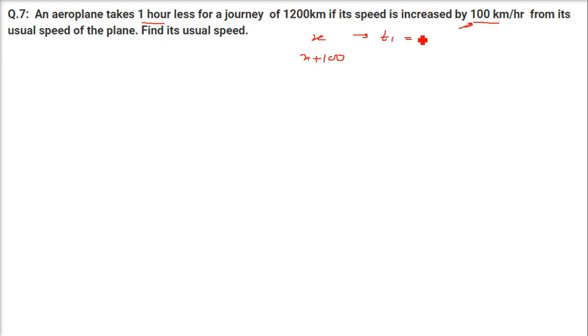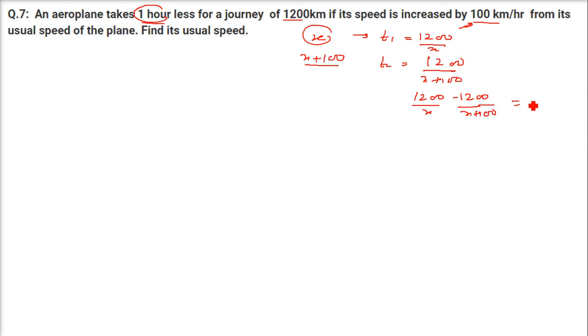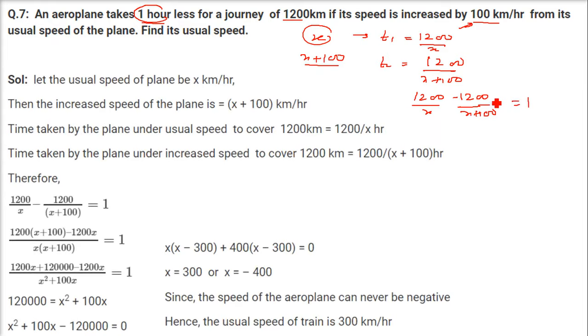Time is distance by speed. Distance will remain same in both the cases. This t2 will also be 1200. But here we assume the speed is x, so time will be 1200 by x. Here we took 100 also in addition, so this will be x plus 100. And the time difference, that is 1 hour less, will be 1 hour. It will be 1200 by x minus 1200 by x plus 100 equal to 1 hour. This is going to be our equation.